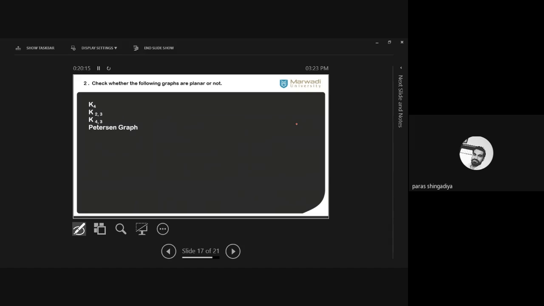Now some special graphs are given. K4 we already checked, there is no need to verify it. Now try it for K2,3, K4,5, and also the Petersen graph. Just try it, all of you, and then try to embed it. If it is possible to draw without crossing over the edges, then it will be planar. If it is not possible to draw without crossing over the edges, then it is a non-planar graph.